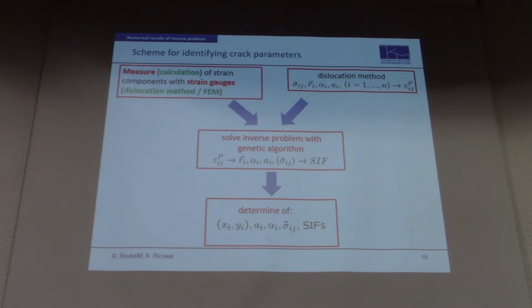Now I come to the scheme for the identifying of crack parameters. First, we measure the strain with a strain gauge, or we calculate the strain with the dislocation method or with the finite element method, and then we solve the direct problem with the dislocation method, and then we solve the inverse problem with the genetic algorithm, and finally we get then our correct positions, correct length, correct inclination, boundary load, and the stress intensity factor.